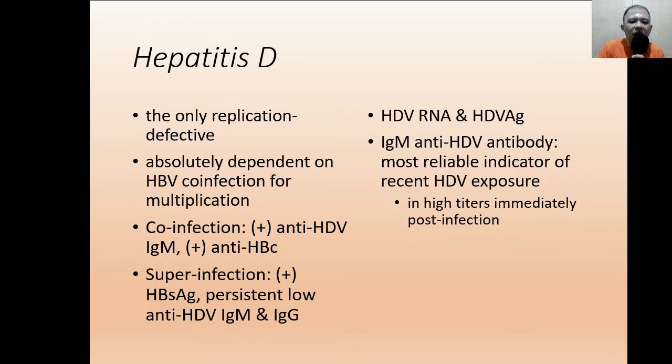Hepatitis D is special because it needs the infection of hepatitis B first. So the patient with a detected hepatitis D absolutely has been infected prior with hepatitis B. So it's very dependent on hepatitis B, either co-infection or super-infection. Co-infection is when the patient got both Hep B and Hep D at the same time. Super-infection is when Hep D came after several months, 3 to 4 months after Hep B infection.